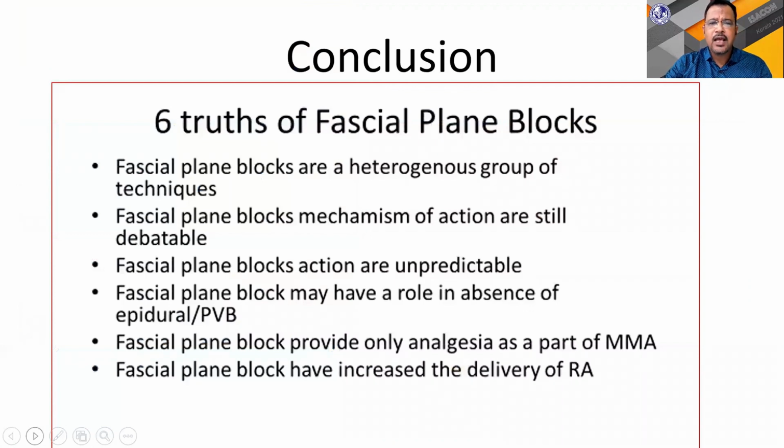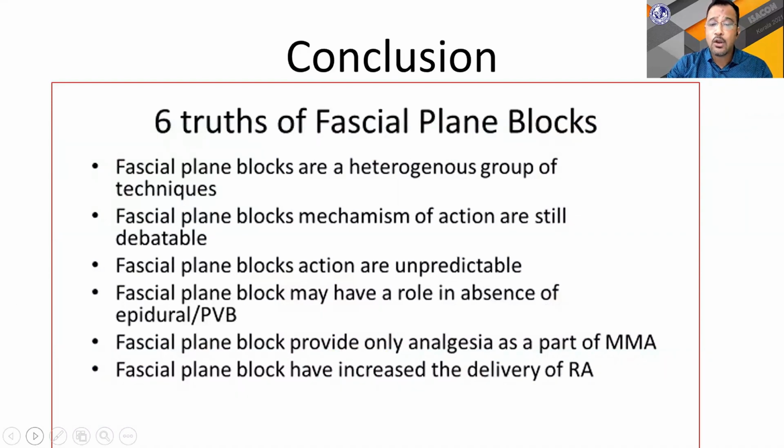So to conclude, there are six truths of the fascial plane block. First, fascial plane blocks are a heterogeneous group of techniques. Fascial plane block mechanism of action is still debatable. Fascial plane blocks are unpredictable. Fascial plane blocks may have a role in the absence of epidural or paravertebral blocks.